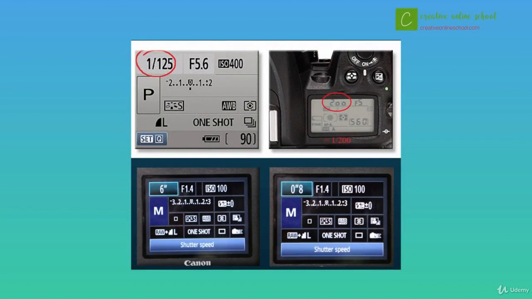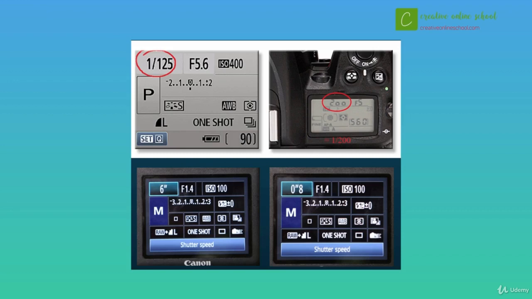Here's a visual of what shutter speeds look like. At the top left, you see 1/125. That's 125th of a second. On the top right, you'll see with semi-pro or pro cameras that you're just going to see the number, but it's 1 over whatever that number is. So that's 2/100ths of a second at the top right.